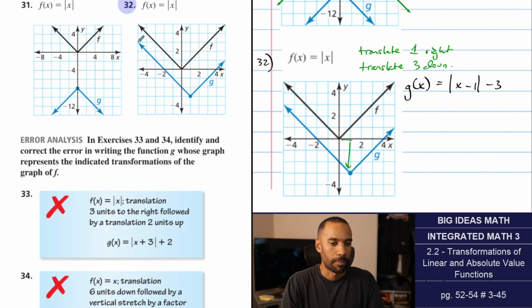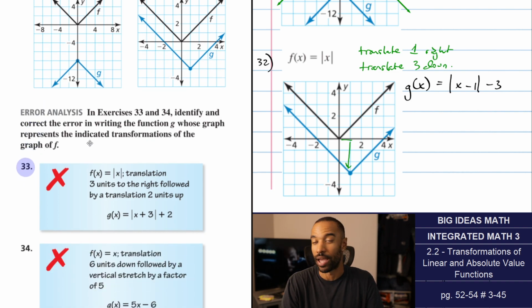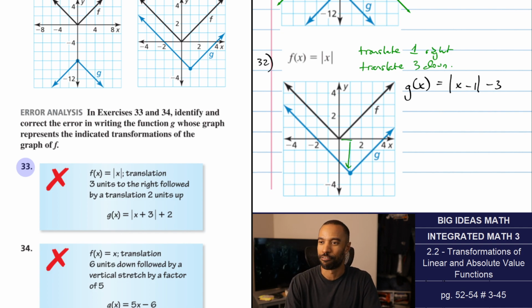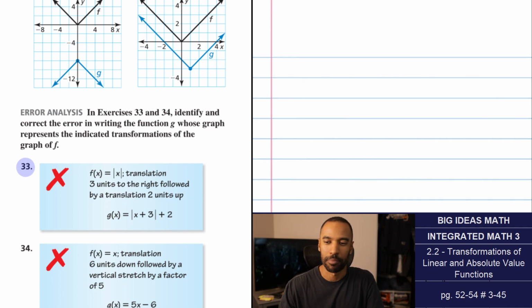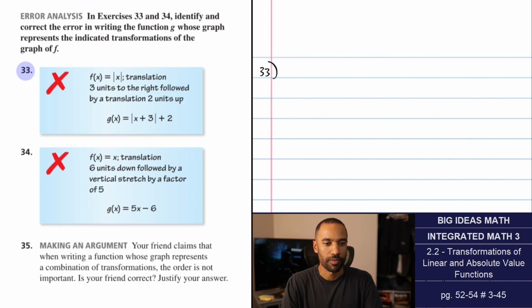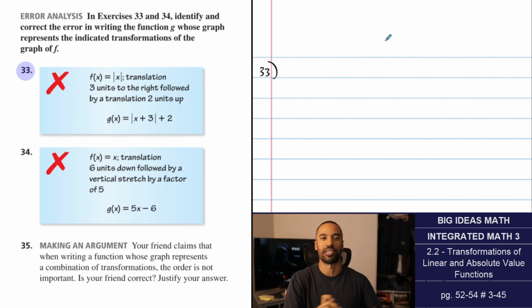Let's go. Numbers 33 and 34 are error analysis. Oh, I expect a horizontal stretch to show 2, or, you know, to show a number more than 1. I fully expect that. All right, number 33. f of x equals absolute value of x, translate 3 units to the right, followed by a translation 2 units up. Oh, this is backwards, right? Instead, 3 units to the right should say absolute value of x minus 3, and it says absolute value of x plus 3. So that's the mistake.